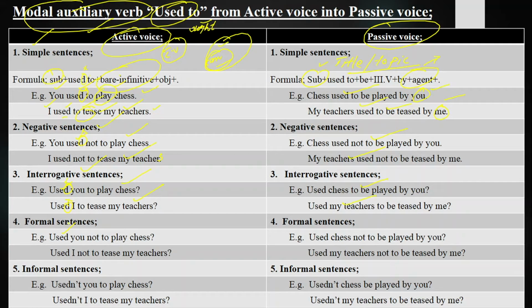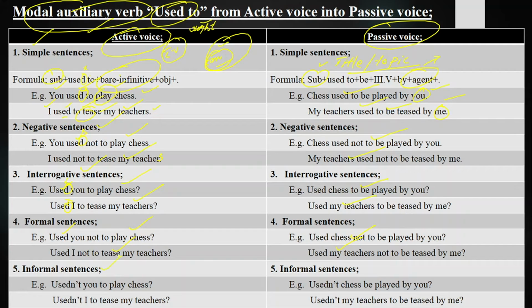In the same way, formal sentences. What are formal sentences? Those sentences in which we ask question, deny the statement, and we ask them in a formal way, polite way, respective way. Use you not to play chess, use chess not to be played by you, use I not to tease my teachers, use my teachers not to be teased by me.